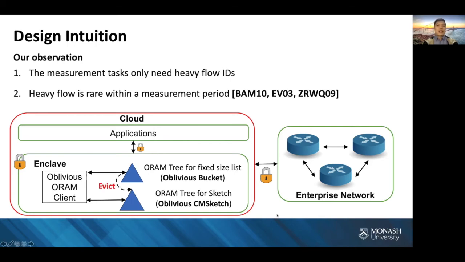Finally, we design an eviction mechanism for the oblivious bucket, so it will evict flows that are no longer considered heavy from the bucket. This will capture the dynamics of the network, because a heavy flow may not be present at the beginning of each epoch.